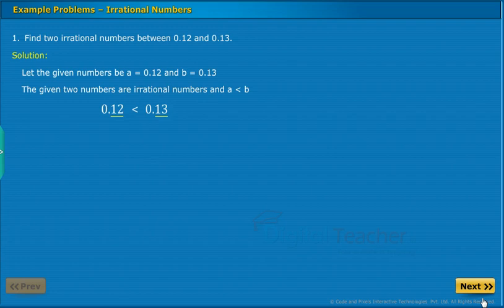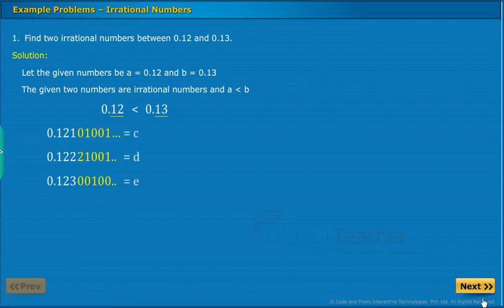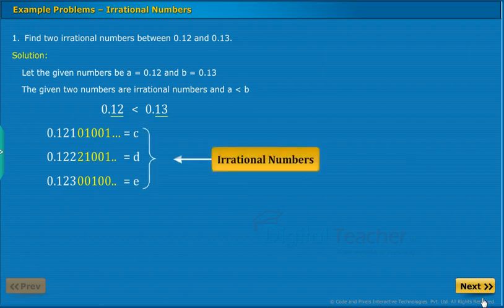Now, let us write some numbers that are greater than a and lesser than b. They are 0.121, 0.122, 0.123. Now, add some non-terminating recurring decimal to these numbers as shown on screen. Let us assume these numbers as C, D, E. Thus, we conclude that the numbers C, D, E are irrational. Therefore, a is less than C, less than D, less than E, less than b.